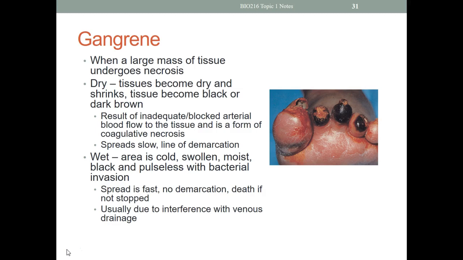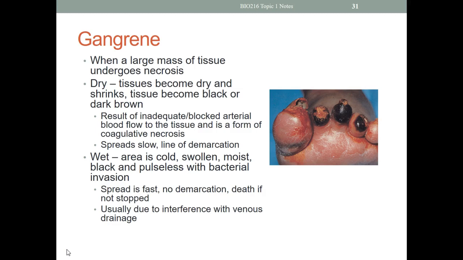Wet gangrene, this area is cold and swollen. It's moist, hence wet, black and pulseless, and has bacterial invasion. The spread is really fast here, and there's no line of demarcation. Death can result quickly due to spread if it's not stopped. This is usually due to interference with venous drainage, often seen in injuries, after surgeries potentially, in the feet of diabetic patients.